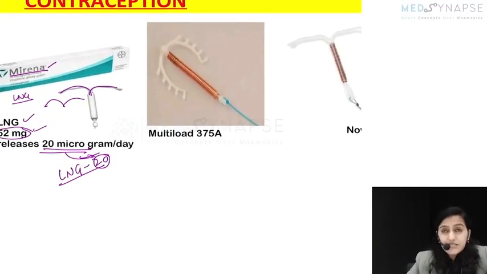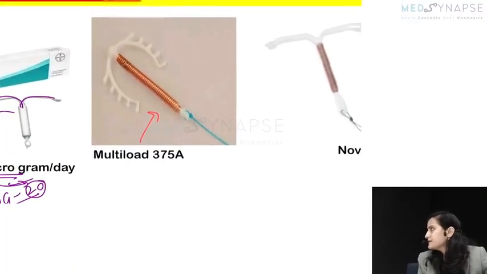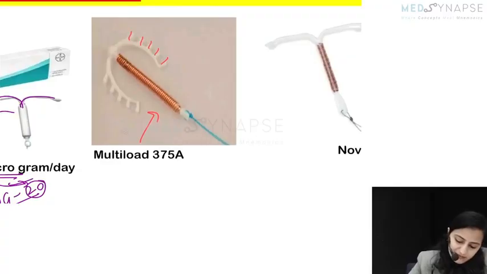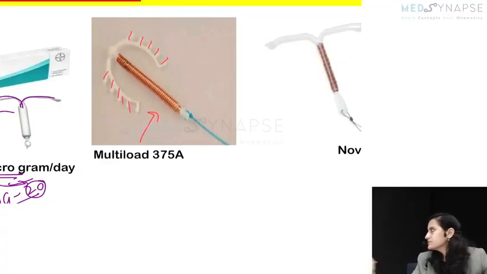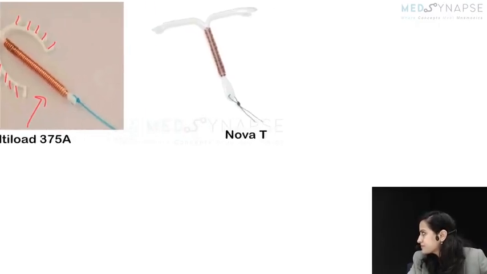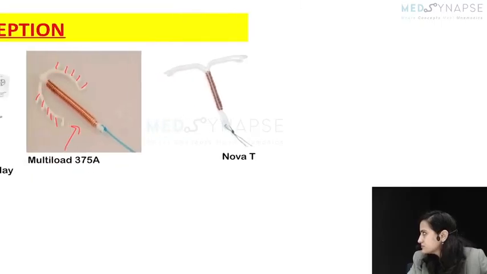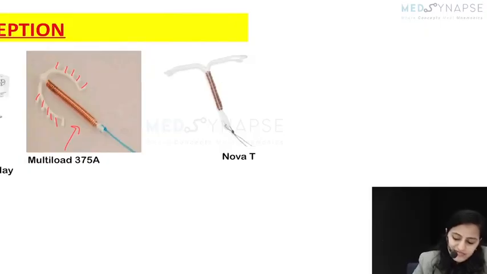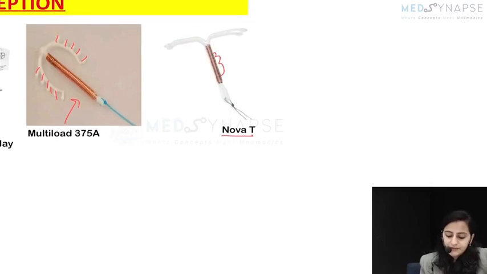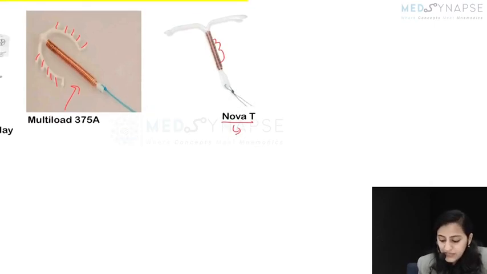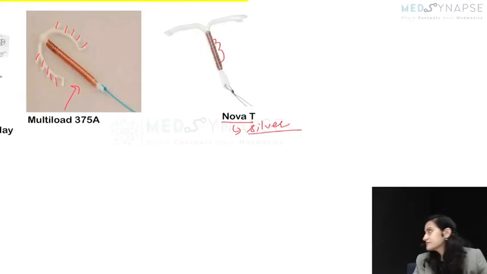What is this IUCD here? Multi-load 375, identified by multi-load. उसमें ऐसे multiple दिख रहे हैं, ठीक है, ऐसे multi-load. Is this a progesterone? No, because I see some metal here. It is not a Mirena, it's not a progesterone, there's some metal. This is called Nova T. Nova T is a new IUCD which contains silver. Then silver भी होता है.